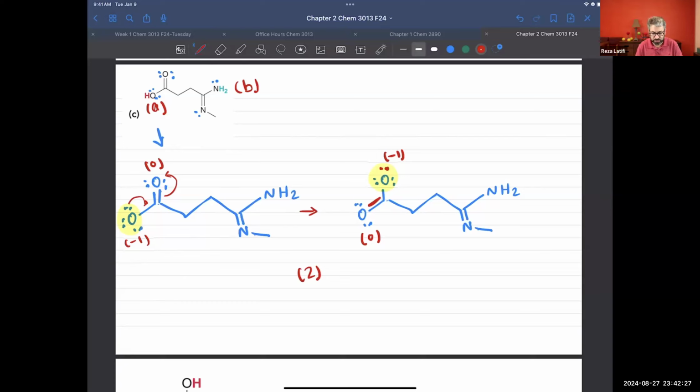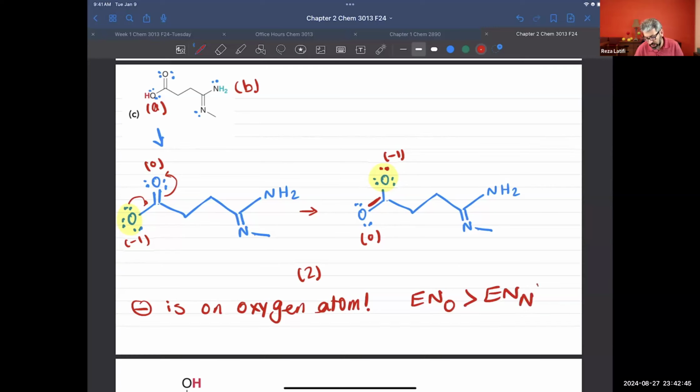And where is the negative charge? The negative charge is on the oxygen atom. Now, remember this: the electronegativity of oxygen is higher than the electronegativity of nitrogen and higher than the electronegativity of carbon. We do have a negative charge, but the negative charge is on oxygen.